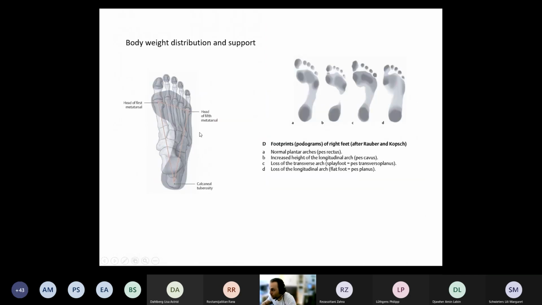Okay, body weight distribution and support. There are three bony points where your body weight is supported: the head of the fifth and the first metatarsal and the calcaneal tuberosity. And since the lateral longitudinal arch is much lower than the medial one, here you also have this line on the ground basically. Okay, so that's the normal footprint.